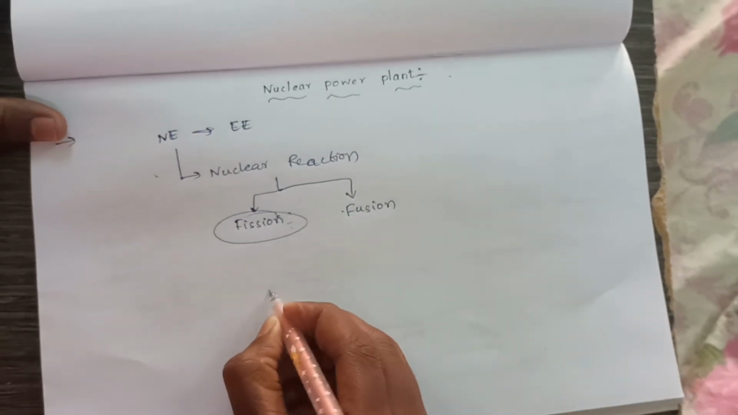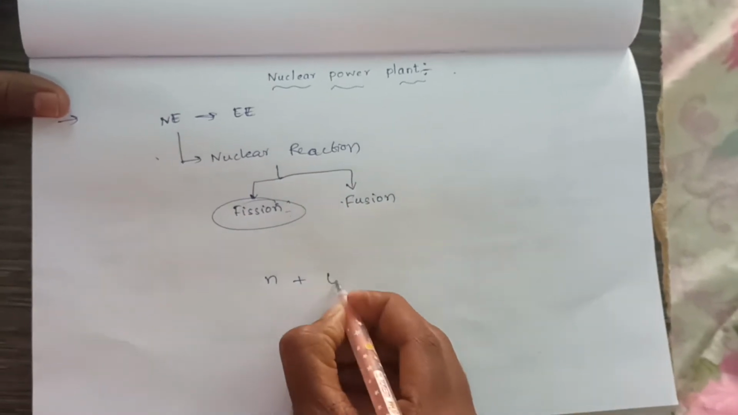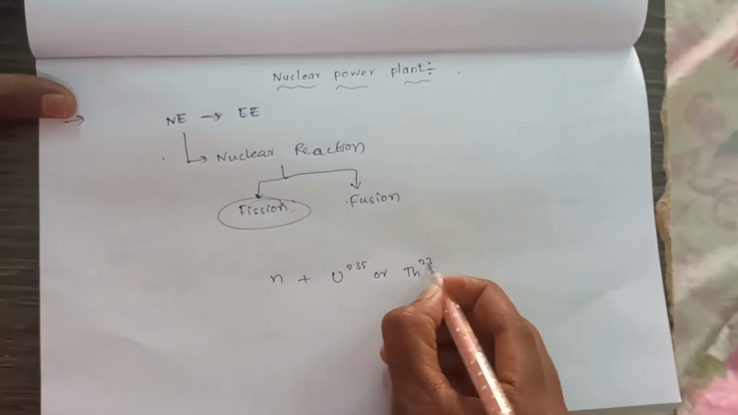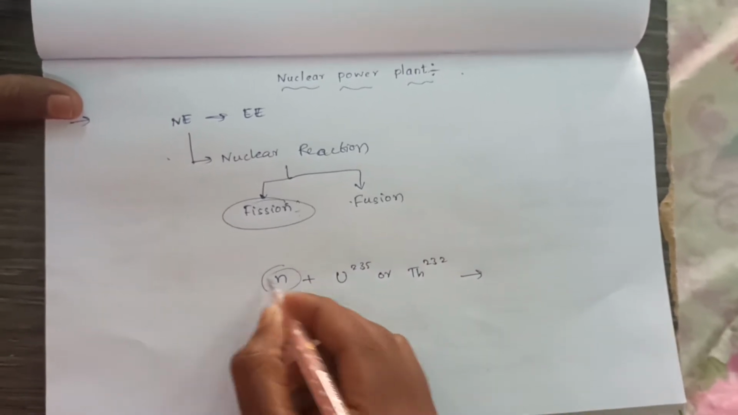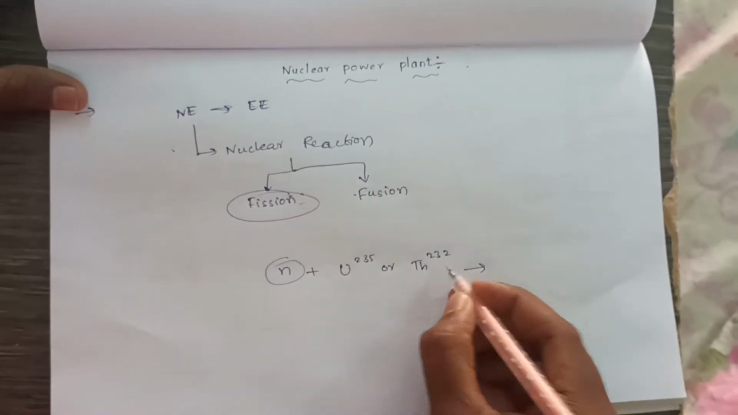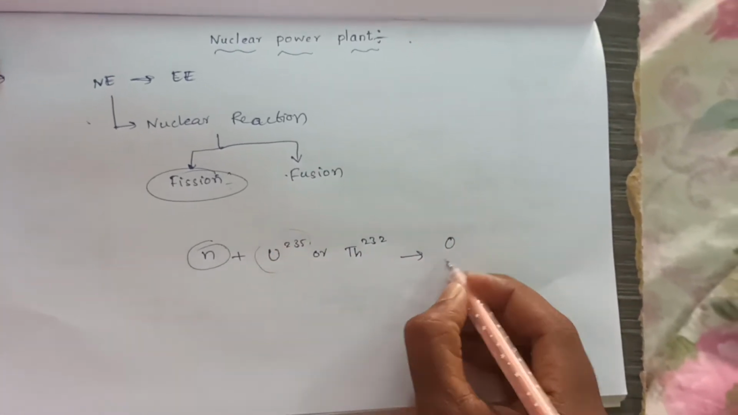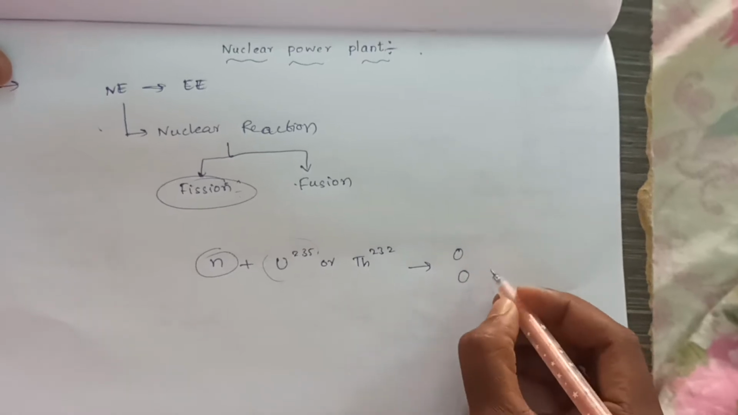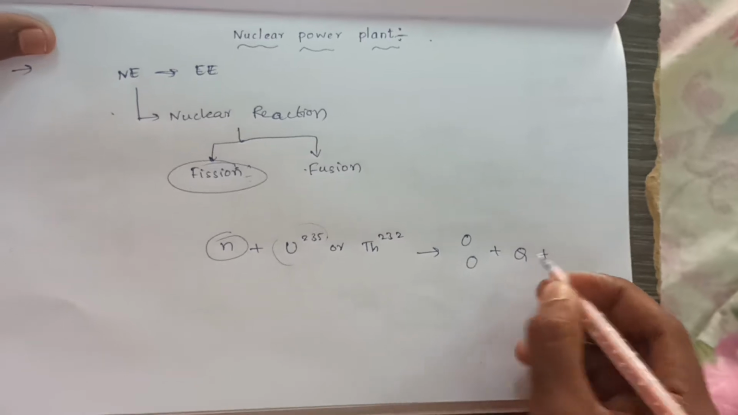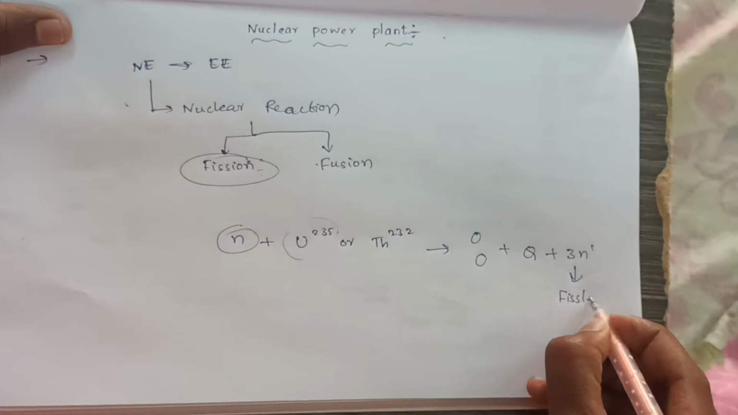When neutrons are bombarded with heavy elements like uranium 235 or thorium 232, the atoms split. The uranium atom splits into two smaller atoms and generates a huge amount of heat energy. As well, it generates three more neutrons. These neutrons we call fissile neutrons.